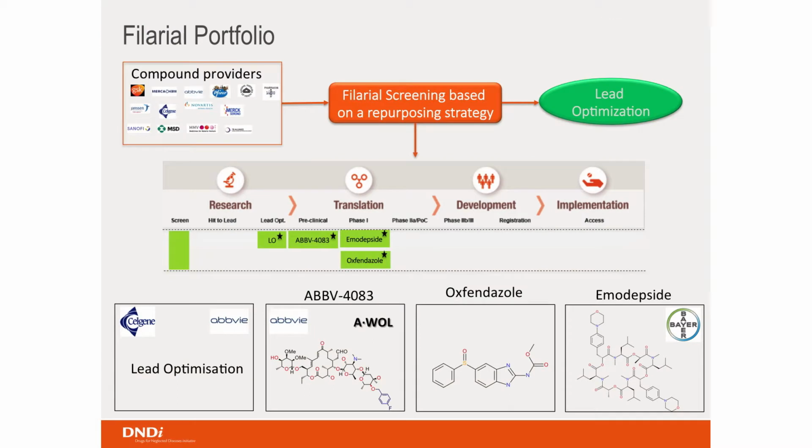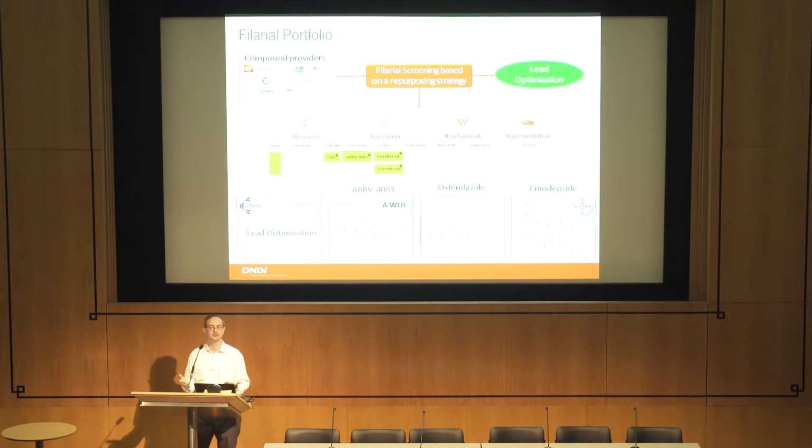So how did we start filling the pipeline? We started with a repurposing approach. We have been screening compounds from several pharmaceutical companies, trying to identify compounds active against Onchocerca parasites. The repurposing approach allowed us to identify oxfendazole, emodepside, and flubendazole, which is also a cousin of oxfendazole. We also identified quite a number of hits and leads, which allowed us to start a lead optimization program, especially with Celgene and AbbVie. On their own, AbbVie and AWOL have been doing another lead optimization program targeting Wolbachia, which I'll come back to in a minute.